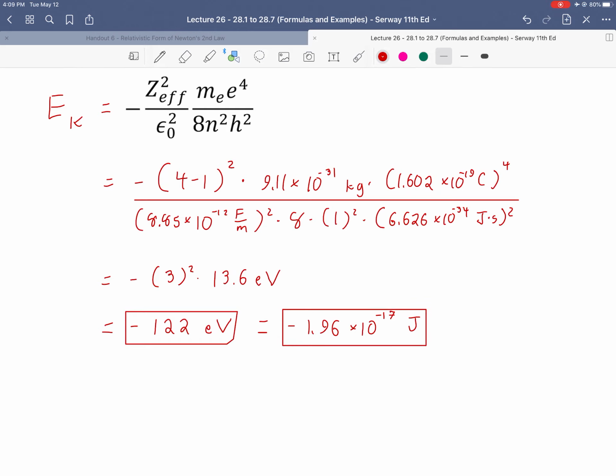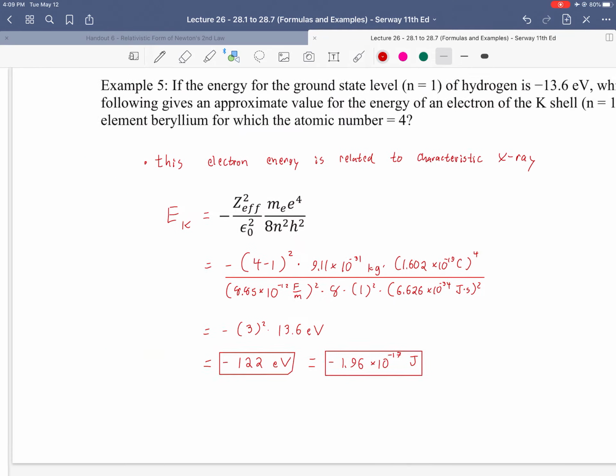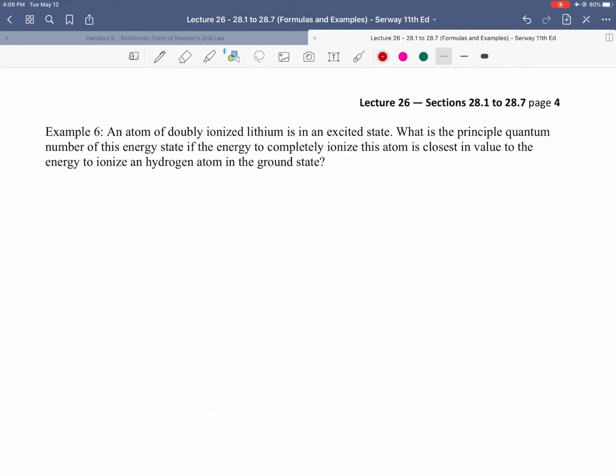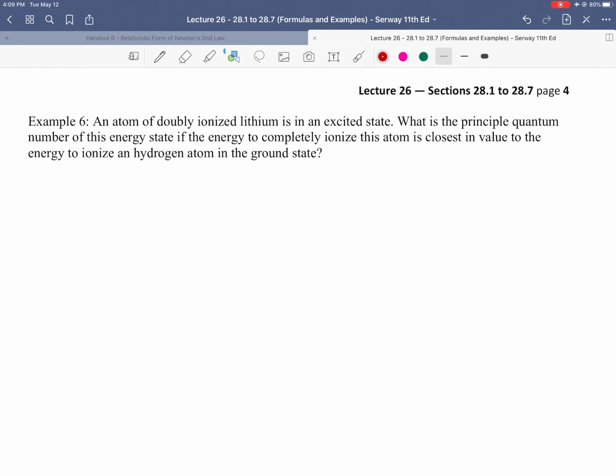Or joules per electron volt, excuse me. There's the reciprocal of that, but that's how many joules there are per electron volt. An electron volt is a very small portion of a single joule. All right, good. Last one.